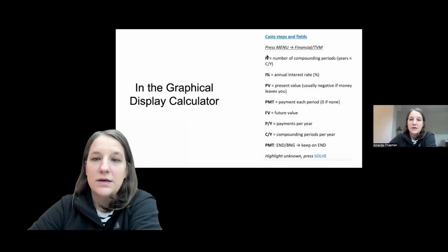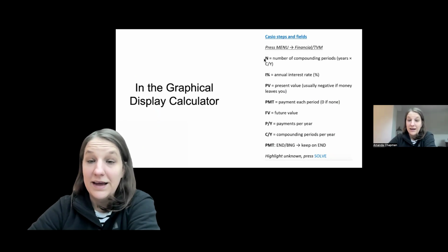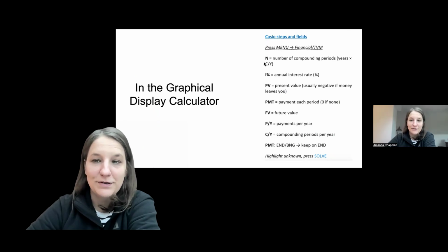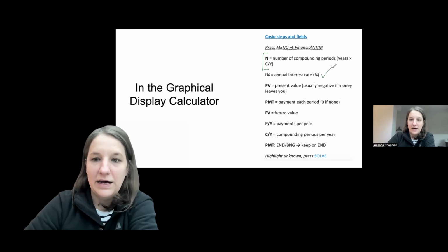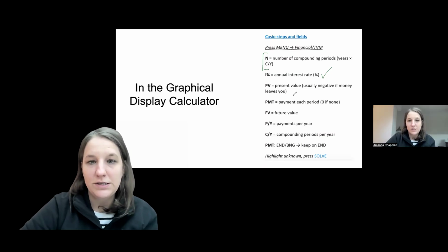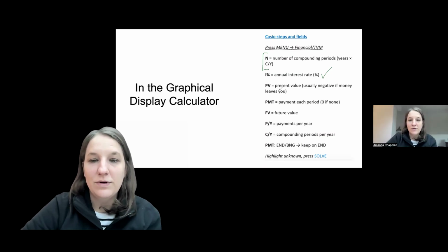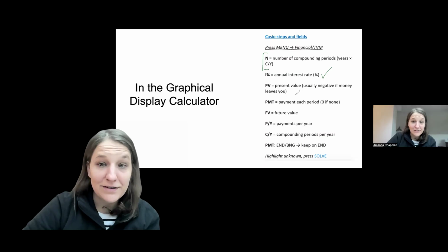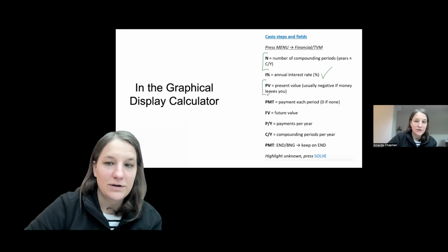So n is now the number of compounding periods, meaning years times compounding periods, and that's a little confusing. Everything else is almost the same. So I is still the interest rate as a percentage. The present value is going to be negative in our calculator, so that's something new.